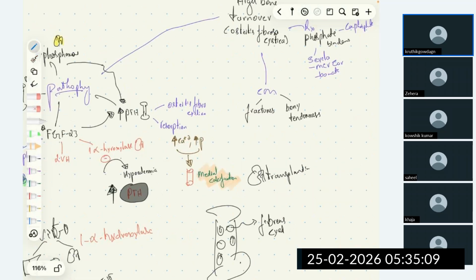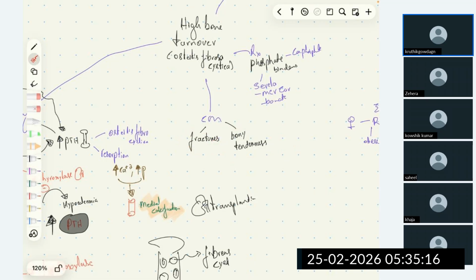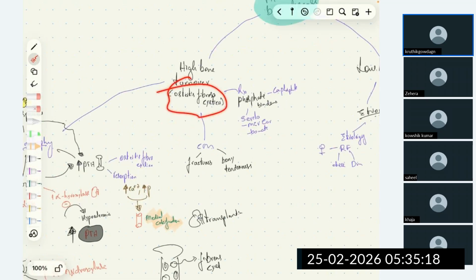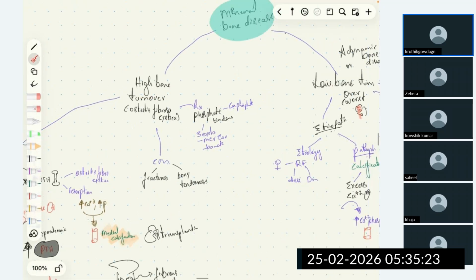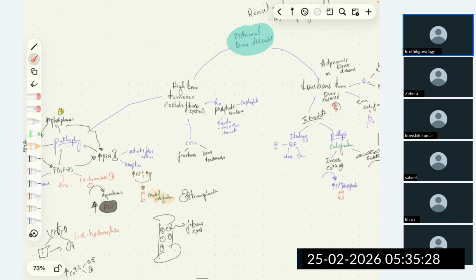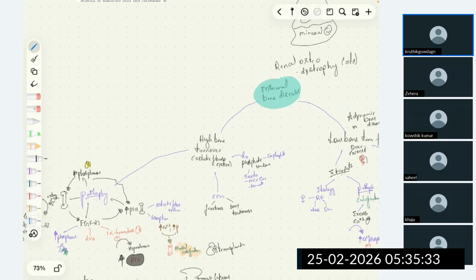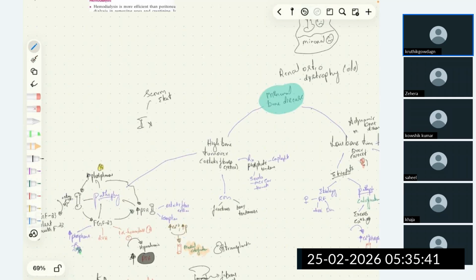Now, what are the clinical manifestations of this? We already mentioned fractures and bony tenderness. Pathological fracture and bony tenderness are the important clinical manifestations of osteitis fibrosa cystica. Now, what is the treatment of this condition? You'll ask me what the investigations are. Investigation, you can estimate serum electrolyte levels. You can see increased calcium and phosphorus levels. Along with that, when you estimate parathormone levels, they will be increased.